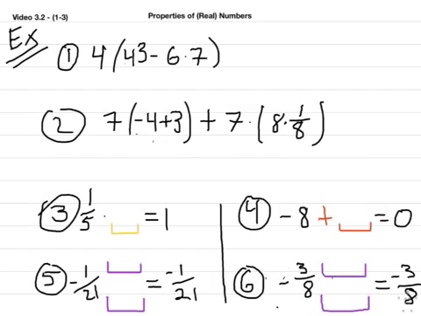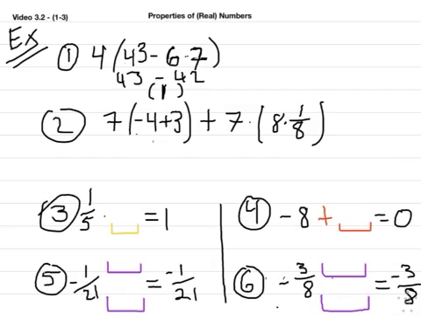PEMDAS, parentheses. So let's see what's in our parentheses first. And then we've got subtraction and multiplication. So we'll do our multiplication first. 6 times 7 is 42, right? And 43 minus 42 is what? That's just positive 1. Positive 1.